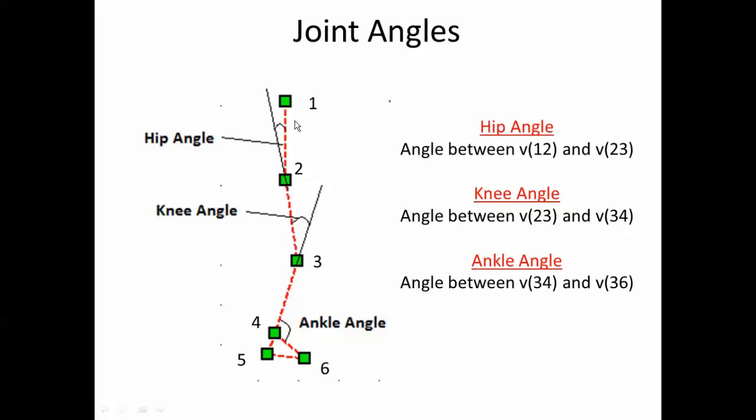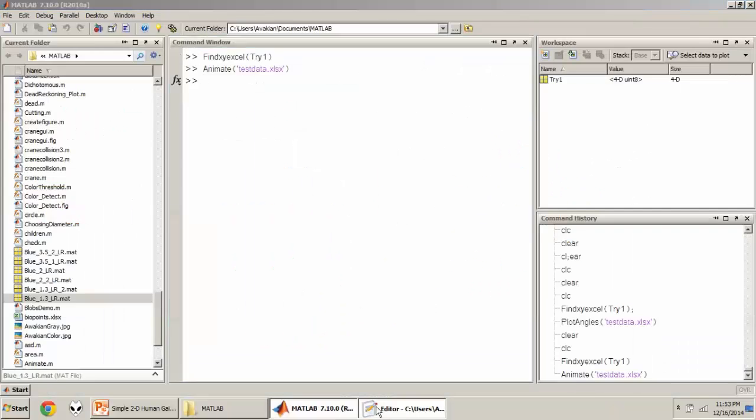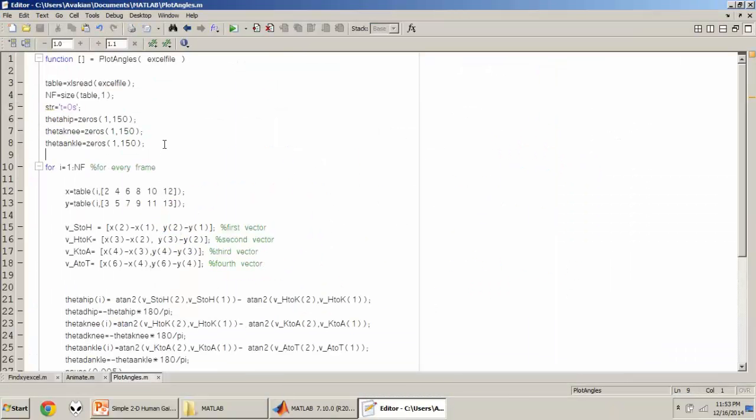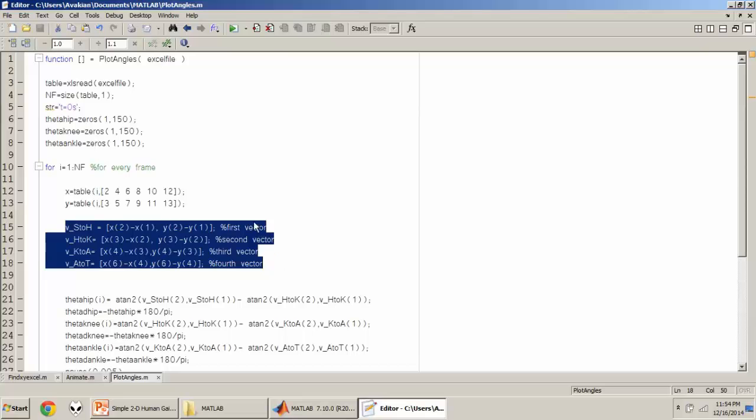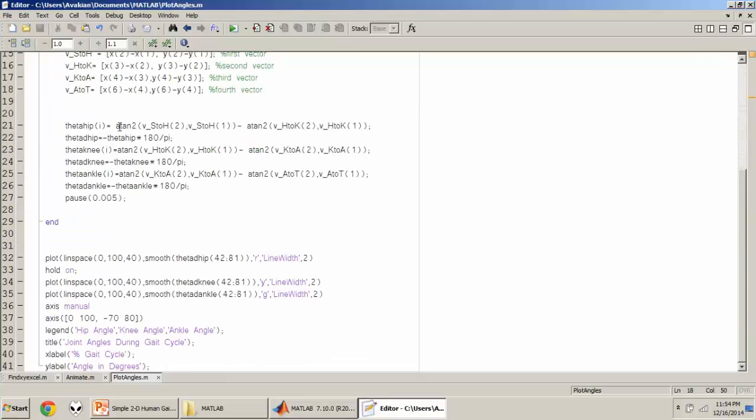So I called these vectors 1 to 2, 2 to 3, 3 to 4, and 4 to 6, and these are the angles that we're looking at. Before we look at this graph, I created the plot angles function, which also takes the Excel file that has all the data in it, and these are some initializations. Then for every frame in the data, we create all these vectors: 1 to 2, 2 to 3, 3 to 4, and 4 to 6, the vectors that we wanted. It computes all the vectors, and then it computes the angle between them.